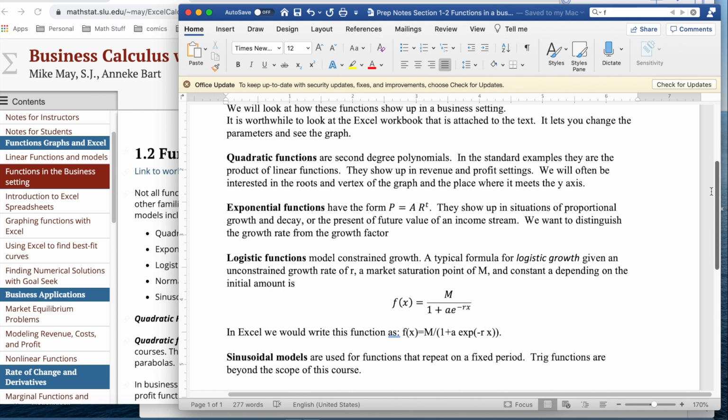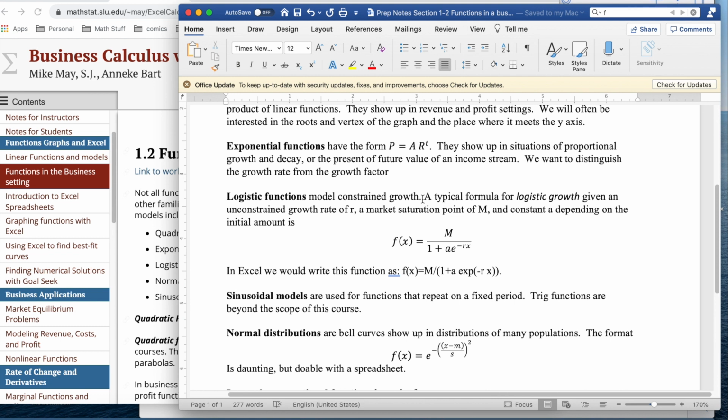Logistic functions are constrained growth. In the real world, things don't grow without end, so we can't actually use an exponential function. It looks like f of x equals the saturation point times 1 plus a constant, depending on where we start, e to the minus rt. This is how we would write it in Excel.